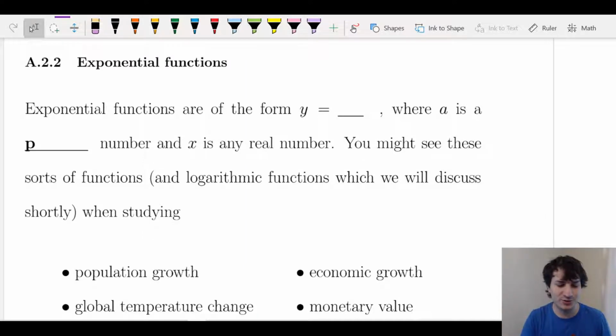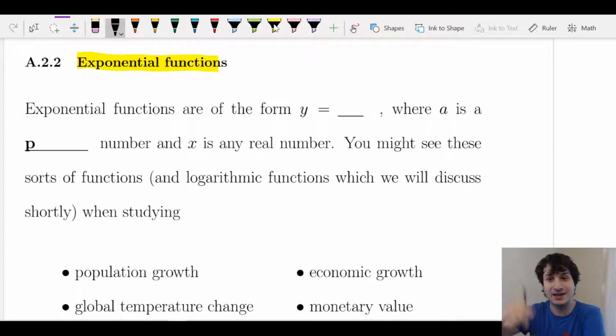Okay, so in this video we're doing exponential functions. This is one of the types of bread and butter functions that you should know. So exponential functions are of the form y equals, and instead of being x to some power, it's some base a to the power x. So the x appears in the exponent. That's why it's called an exponential function.